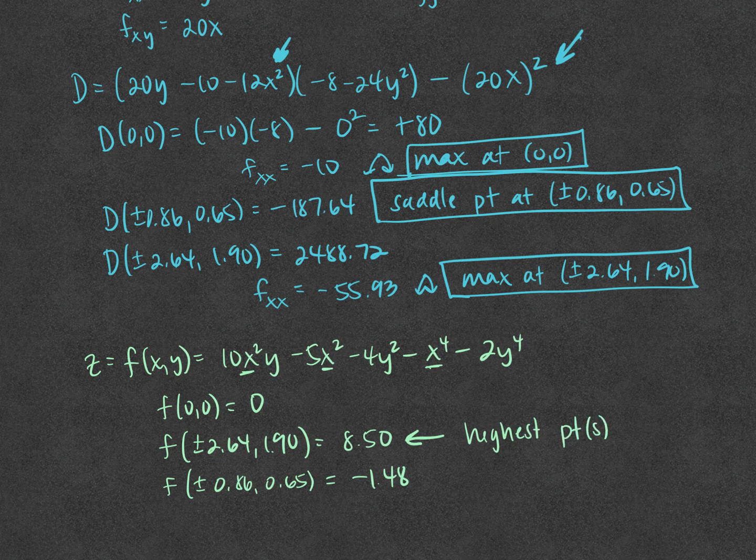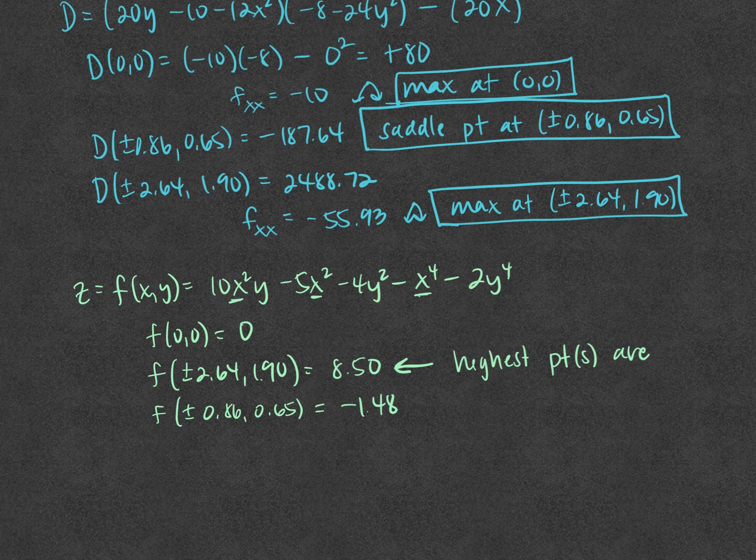Highest points on this graph are at, we don't have to just say it's at. There's two ways to say it. You can say, first of all, it's at x equals plus or minus 2.64, or you can say it's at plus or minus 2.64, comma 1.90, comma 8.5 or 8.50.